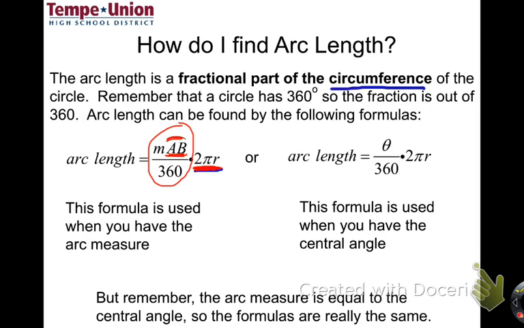The other thing that sometimes they'll give you is the measure of the central angle, and we're identifying it as theta. The central angle is the same as the measure of the arc, so we do the same thing. We take the measure of the central angle, put that over 360, and multiply by the circumference of the circle, which is 2 pi r. Again, that gives you the arc length. Remember, the central angle and the measure of the arc are the same.